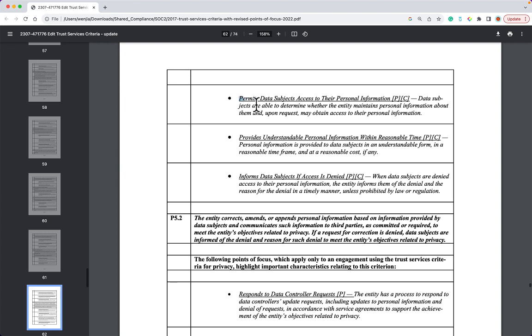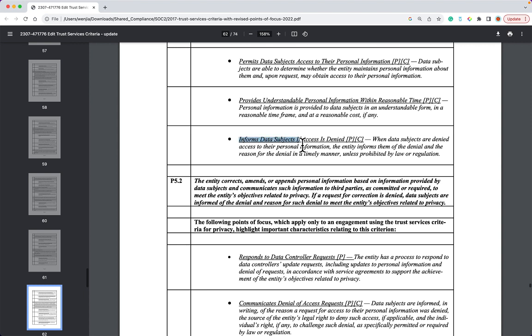Next, permit data subjects access to their personal information. If they are requesting, you need to give them this permission. They are allowed by law to check their own information, and you provide understandable personal information within a reasonable time. You need to process and respond to their request on time.